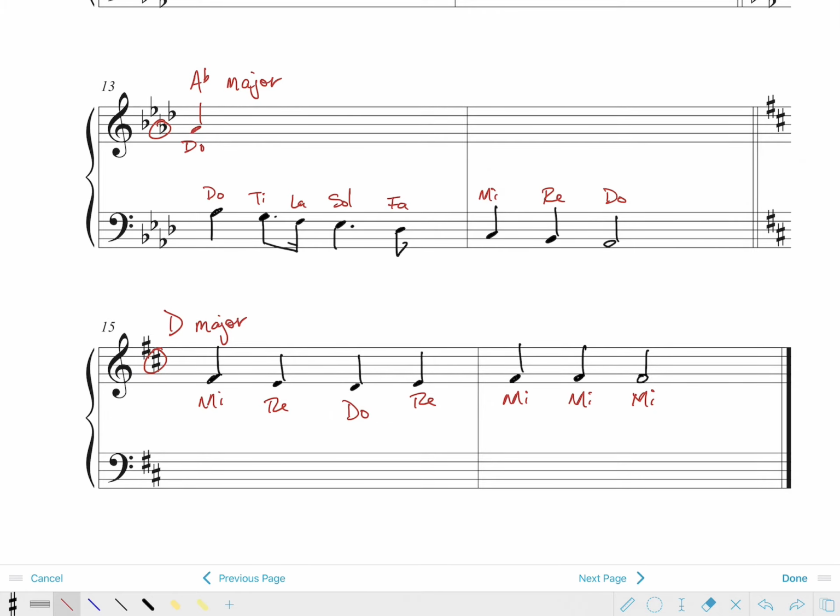In this pattern, we can learn to sing new music that we have not seen before, and using those patterns that we've established in the major scale, we can sing just about anything. Congratulations.